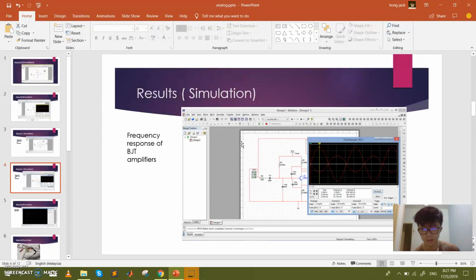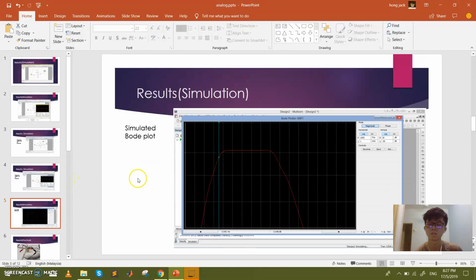And this is the simulation result for the frequency response. As you can see, this is the output of the oscilloscope for this frequency response. Next will be the Bode plot. So this is the Bode plot from the simulated result for the frequency response.